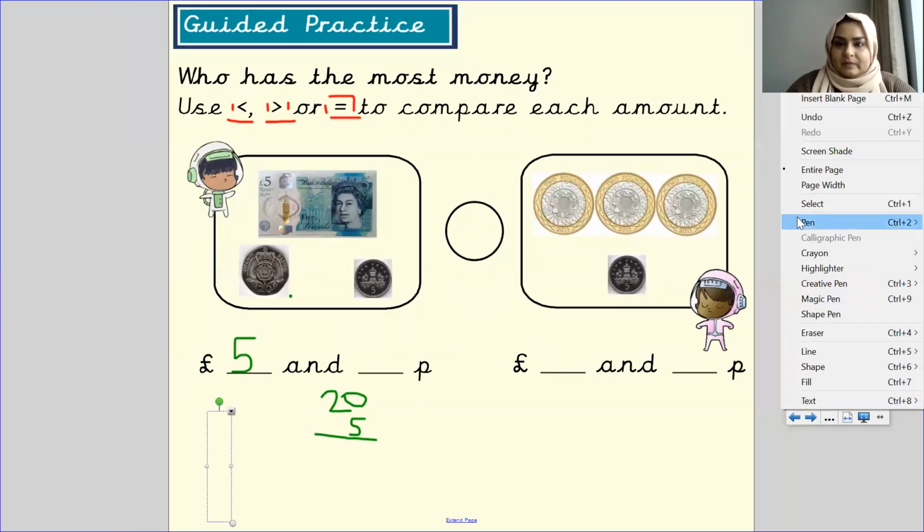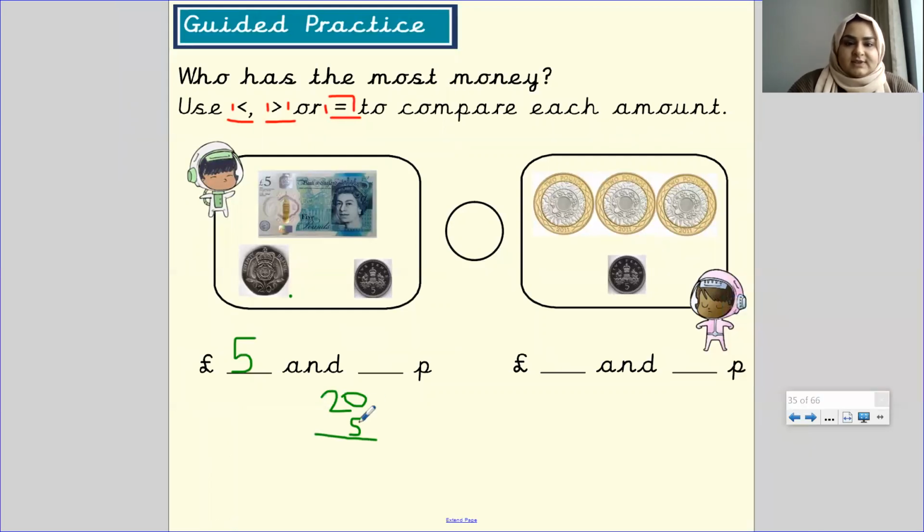Okay, so now let's add the ones first. So 0 add 5 is 5. Yeah, we're adding, so I need to put an add sign there. And 2 add nothing is 2. So the green astronaut has £5 and 25 pence.